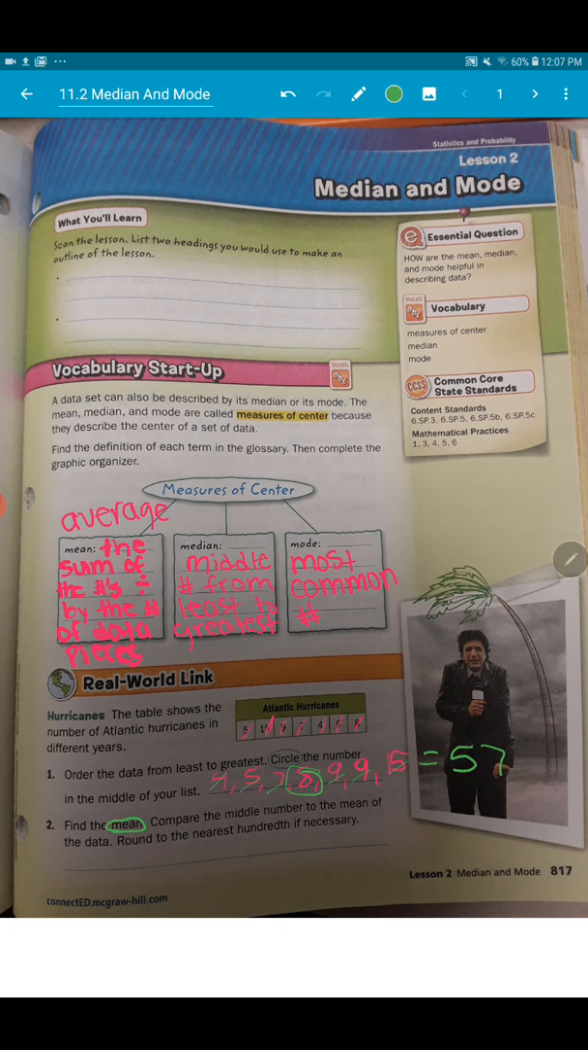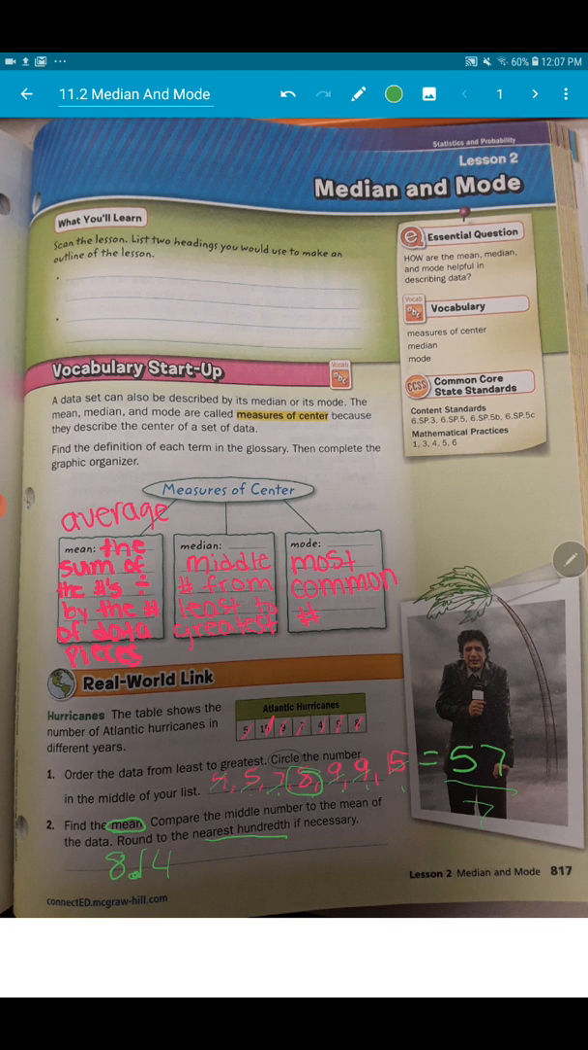Now, what do we do next? Well, you divide by the amount of numbers you added. So we added 1, 2, 3, 4, 5, 6, 7. So 57 divided by 7. And on your calculator, you get an actually really long number, 8.14285714. I'm just going to round it to the nearest hundredth because that's what they tell us to do. So 8.14 is the mean.